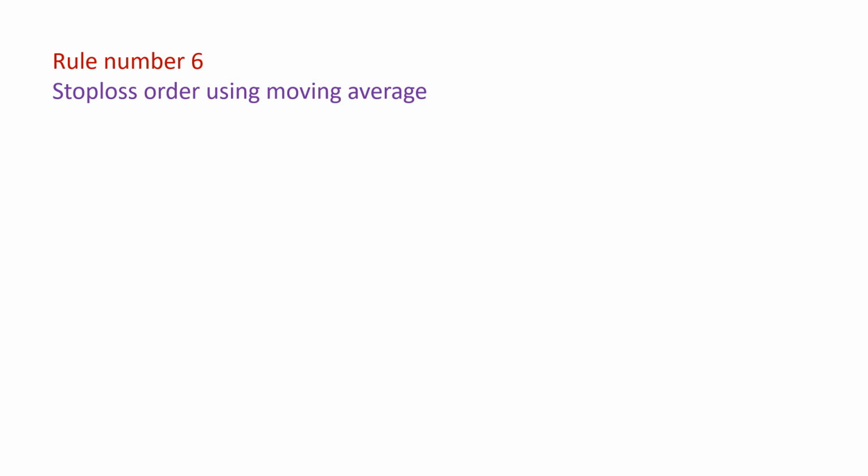Rule number 6: stop loss order using moving average. Professional traders always use moving averages as dynamic support and resistance to place their stop loss. A stop loss order is an action that can protect your trading account and not allow one bad trade to discourage you quickly, and it allows you to change your strategy for your next trading attempt. Stop loss can be applied to the following trading while using moving average.